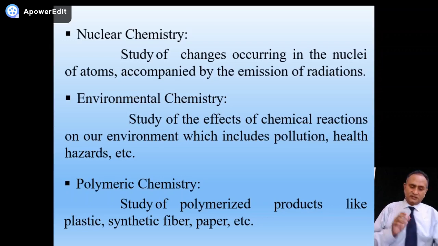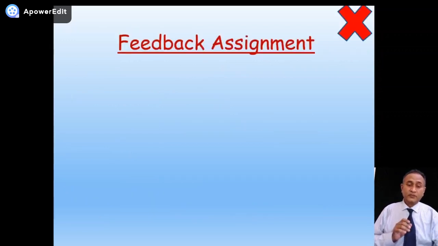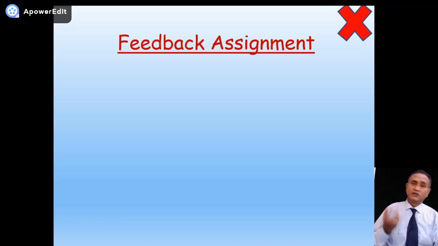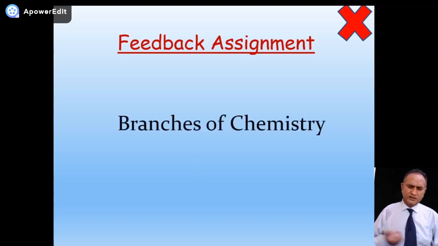So this is all about today. Feedback assignment. Go through the book, section 1.3. I told you, if you need the PDF file, if you don't have your book, you can take its PDF file from the group. What is the assignment? Read branches of chemistry from your book.